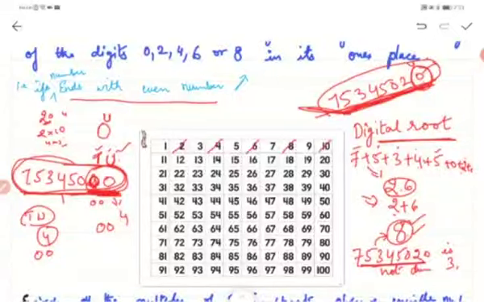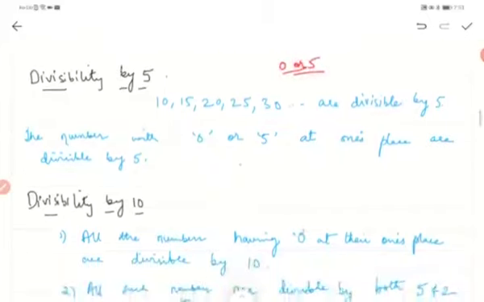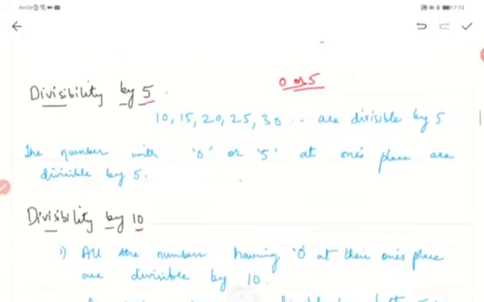Now let's move on to the next number, that is 5. It's very easy, the divisibility test of 5. If your number at ones place is 0 or 5, you can say that the whole number is divisible by 5, isn't it? Now let's see after 5, 10 also. So 10 is again easy. If you have 0 at ones place, then you can say that the total number is divisible by 10.